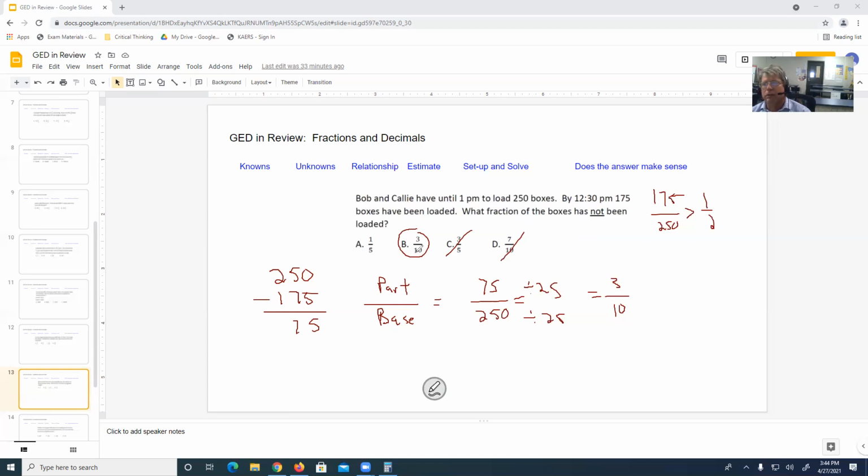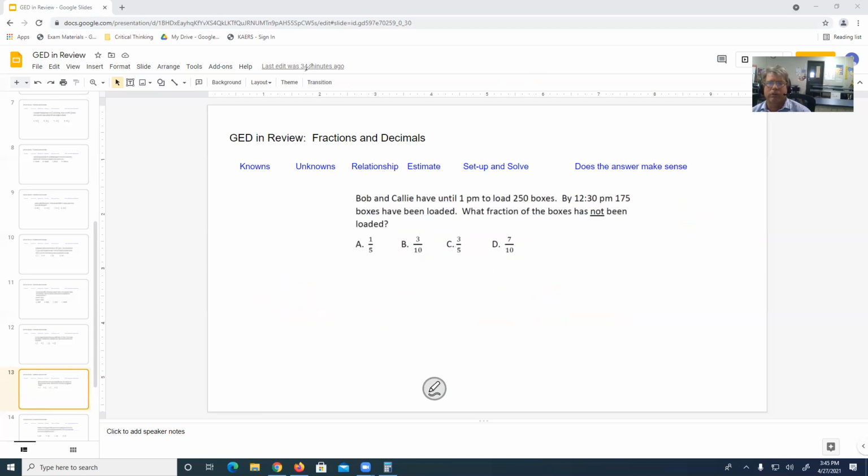So again, what's missing though is the 75. That's what's not been loaded, and that becomes my part out of 250. So that's what you have to watch out for: there's an extra piece of known information that I have to find before I can solve the problem. Some of the knowns are blended into the problem to help us find the final unknown in the problem. So that's our answer to that one.